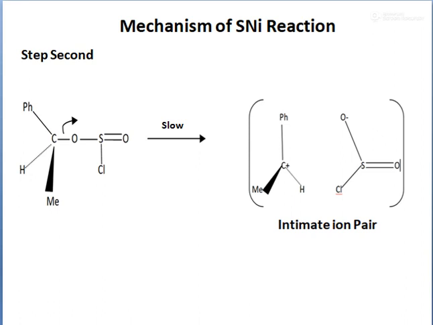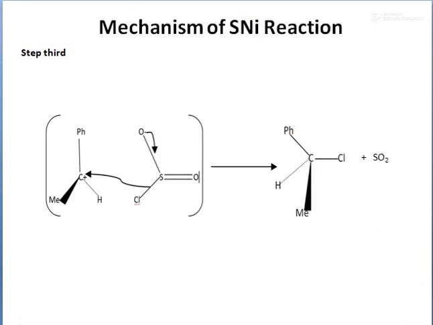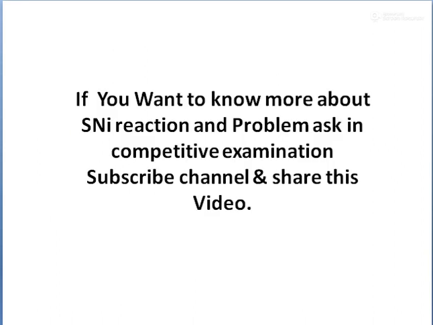In the next step, the third step, an intimate ion pair is formed. Then the negatively charged part of the intimate ion pair generates a nucleophile which attacks the carbon from the same side. Due to this, retention of configuration is obtained. So this is all about the SNi mechanism.